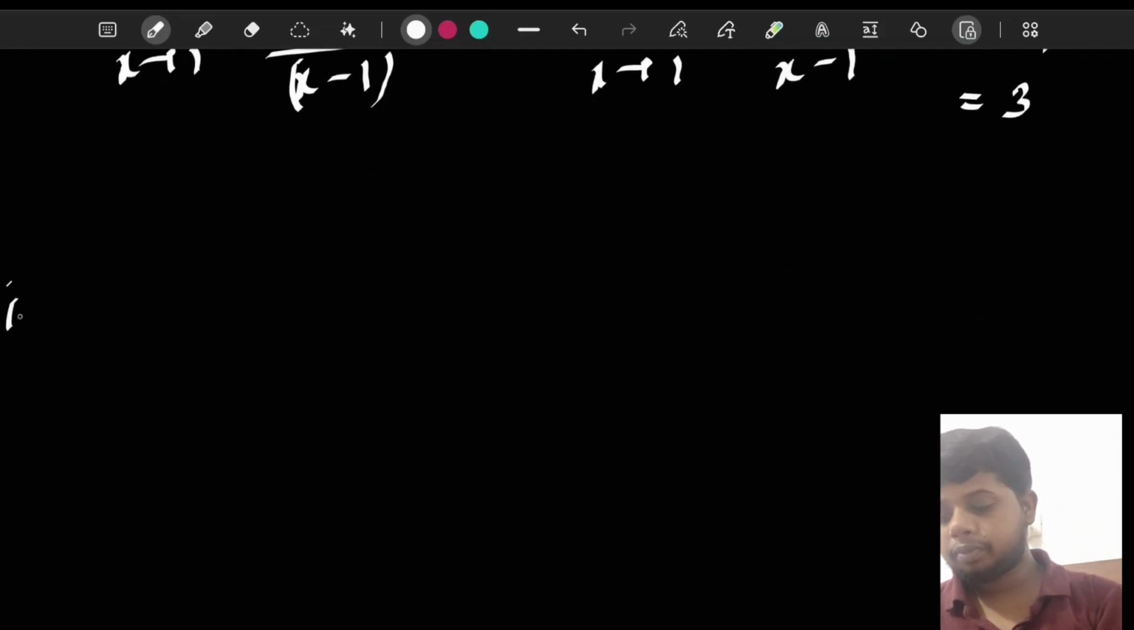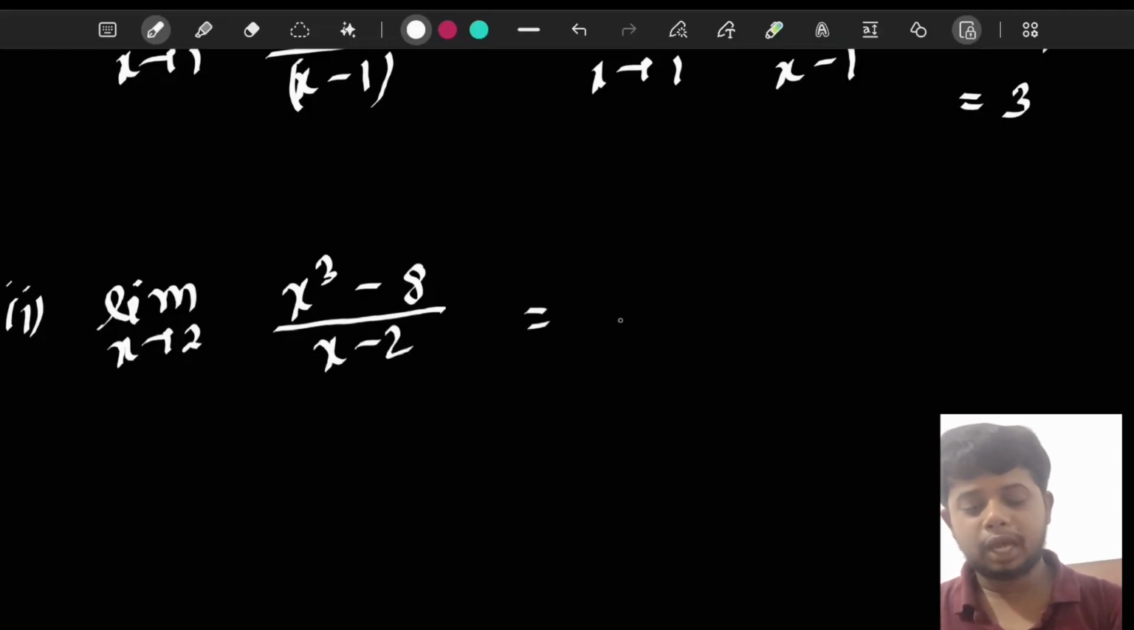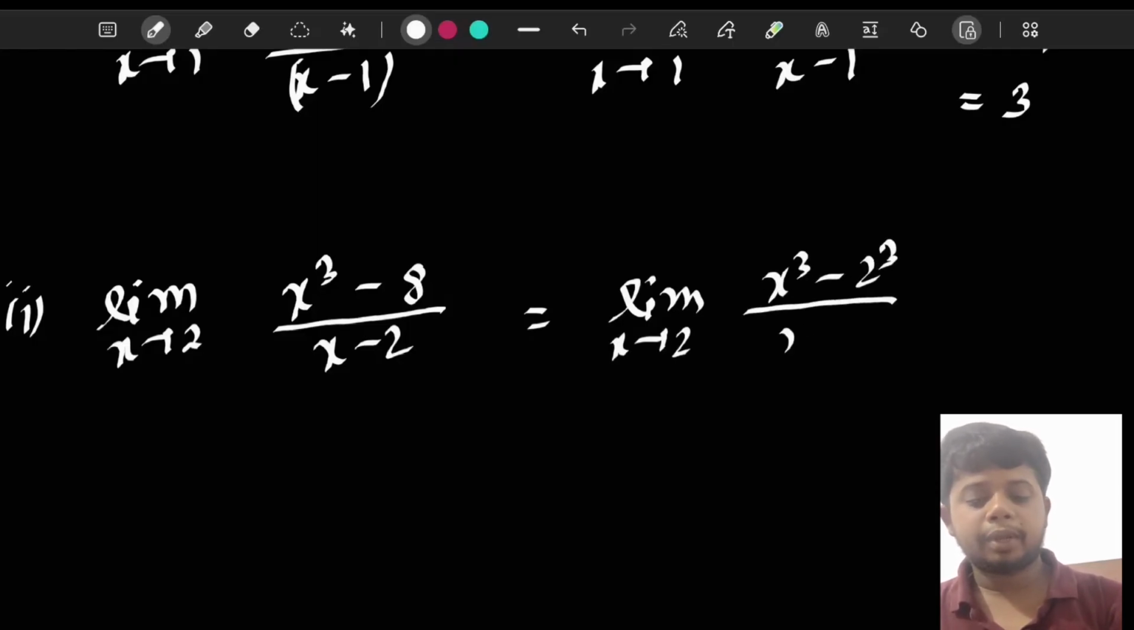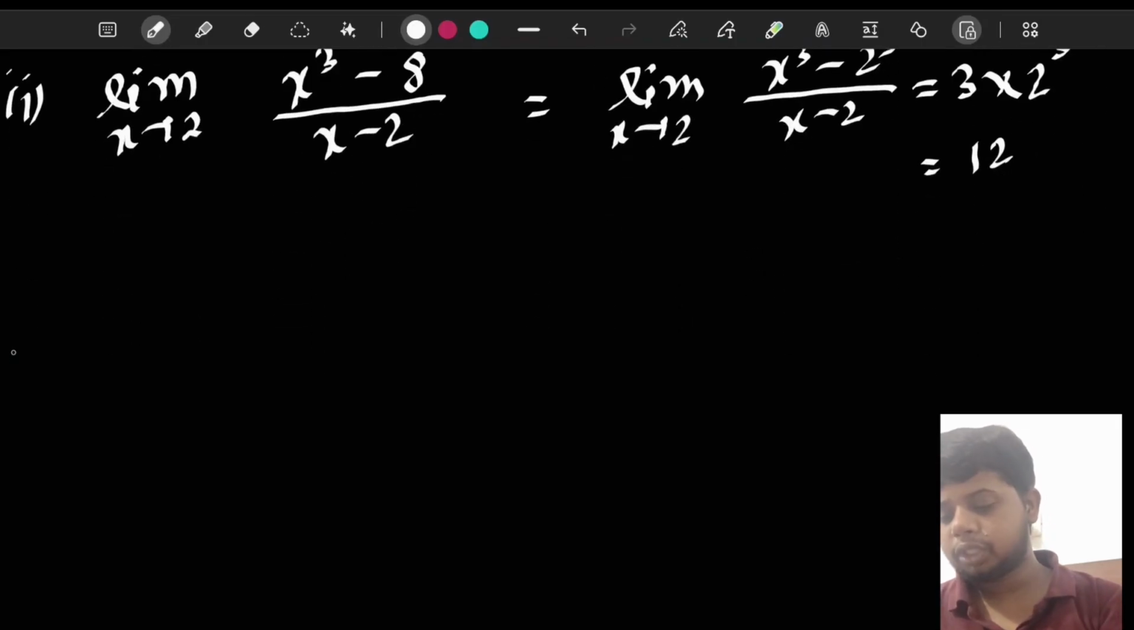Now let's try one more. You try. Limit x tending to 2, x cube minus 8 by x minus 2. Okay, sir, I know that. Yes, you know that. Tell me the answer. Pause the video and try. You will get x cube minus 2 cube by x minus 2. What is the answer? 3 into 2 power of 3 minus 1, 3 into 4, what is that? 12. I'll say yes, correct. You are absolutely correct. Now do it.